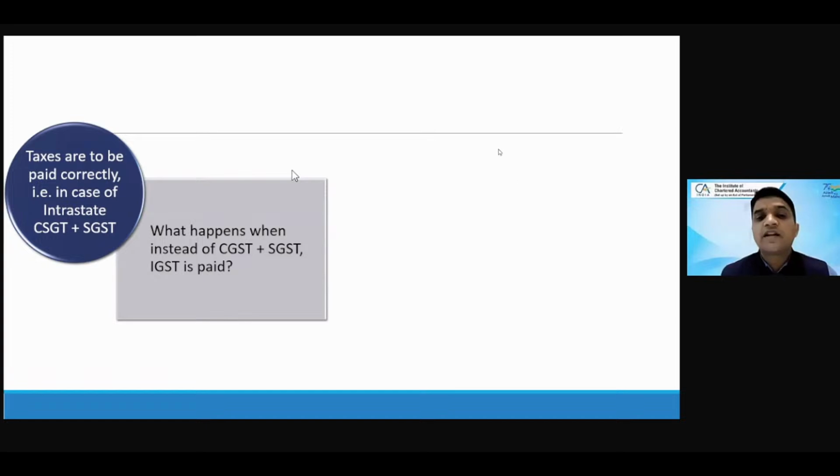Any time limit for claiming refund? Yes, it says 2 years, 2 years from the date of correct payment of taxes, you have to claim it. So imagine that you made a mistake and you realize it later on. From that date, you have to claim the refund.